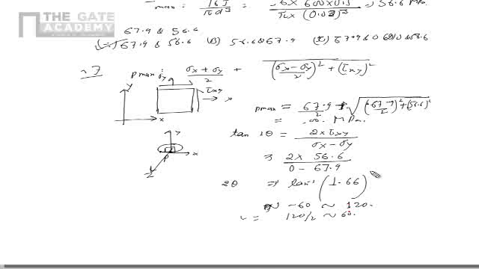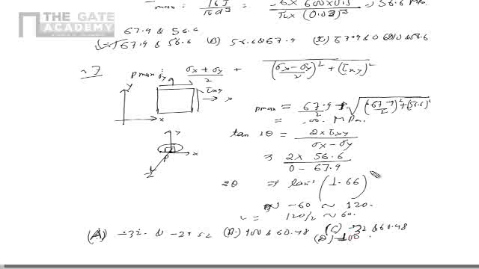So let's see which option is correct. Option A which is given is minus 32 and minus 29.52. Option B is 100 and 60.48. Option C is minus 32 and 60.48. And option D is 100 and minus 29.52. These are the four options.